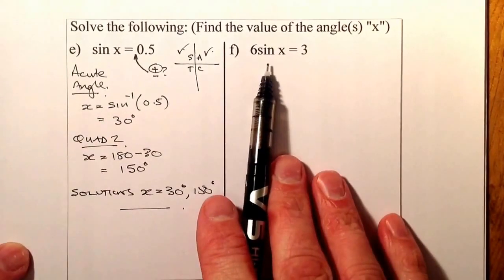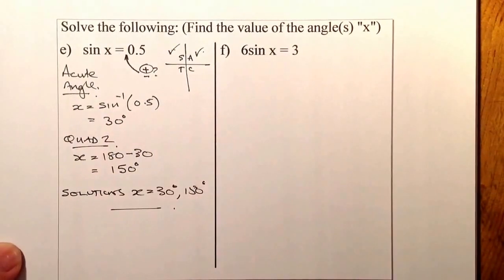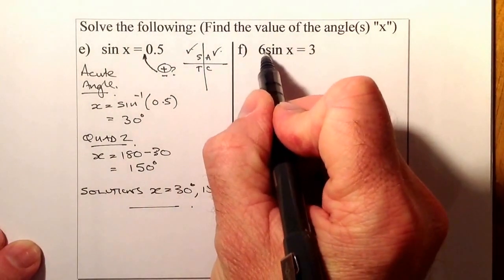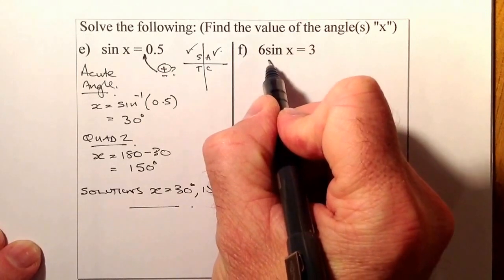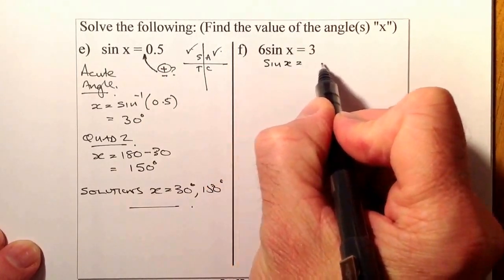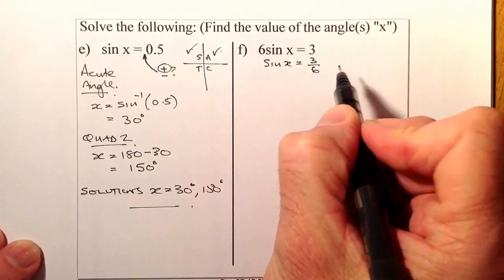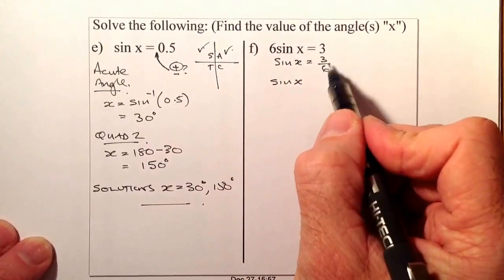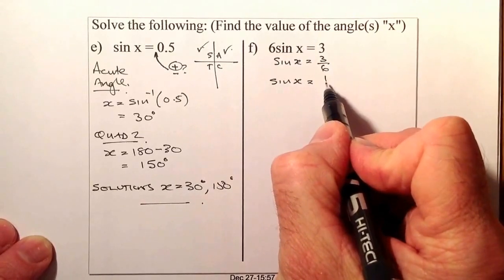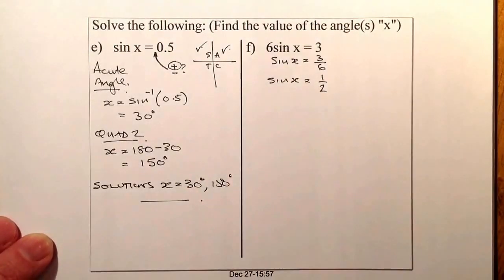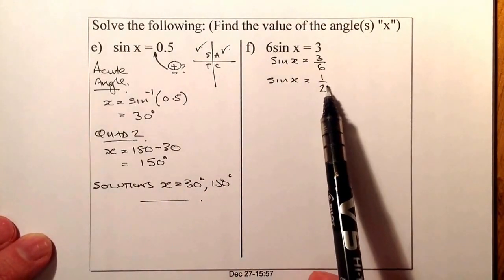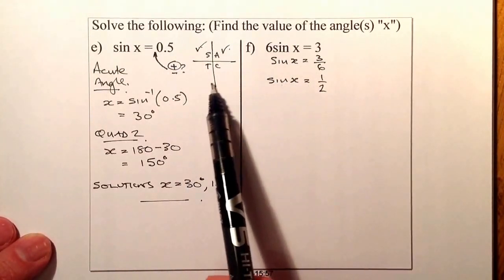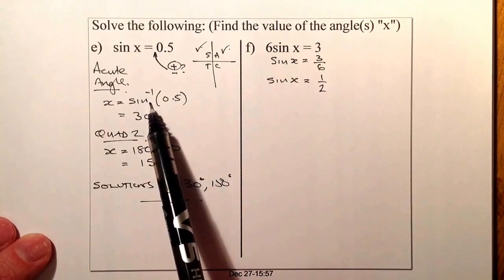Okay, this one here looks a bit more complicated than this one here, but let's try and get sine x on its own. Right, so what I'll do first of all is I'll divide both sides by 6. So I'll have sine x here, and I'll have 3 all over 6. Now if I simplify this fraction down, what that will give me is sine x equals a half. Now, a half is just the same as 0.5, so all I'll be doing with this one is the exact same work as I did there.